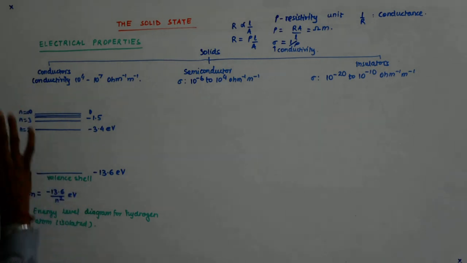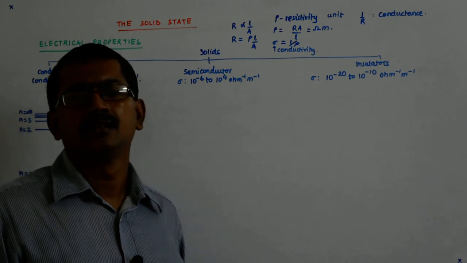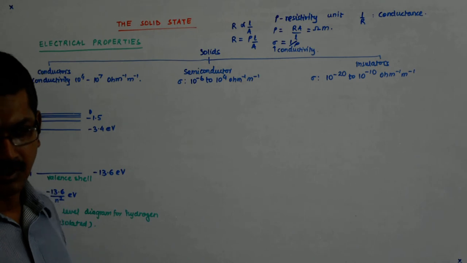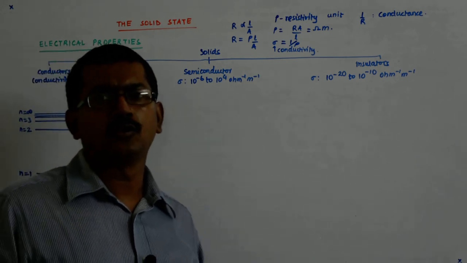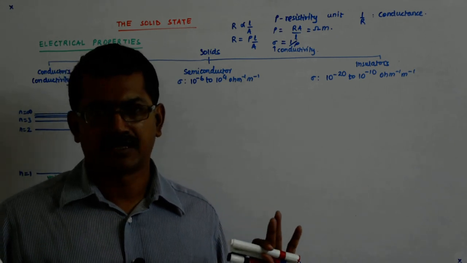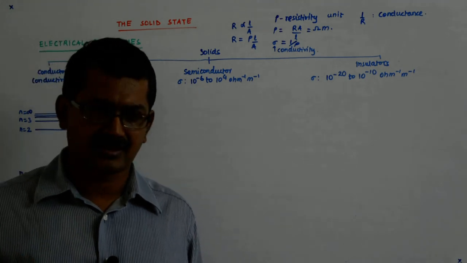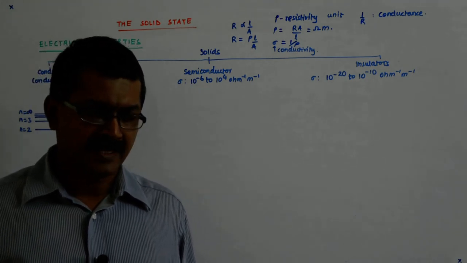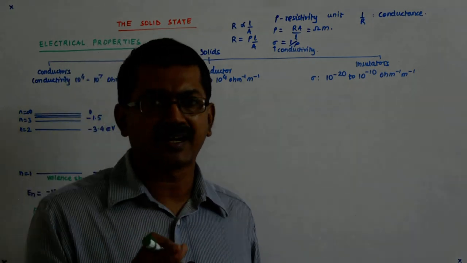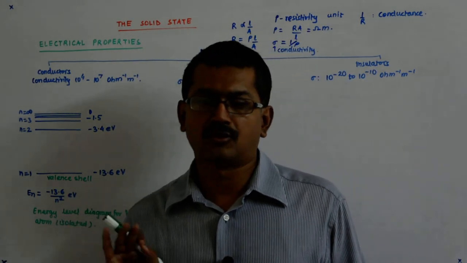What happens if you give 13.6 electron volt of energy to an electron? It will jump to zero. Its energy becomes zero and it goes away from the influence of the hydrogen atom. I say that the hydrogen is ionized. It becomes H+, and that's why it is known as the ionization energy. So what will be the ionization energy per atom of a hydrogen atom? It will be 13.6 electron volt.